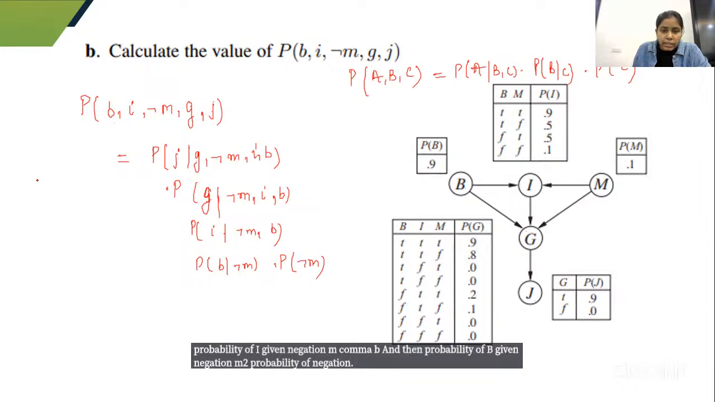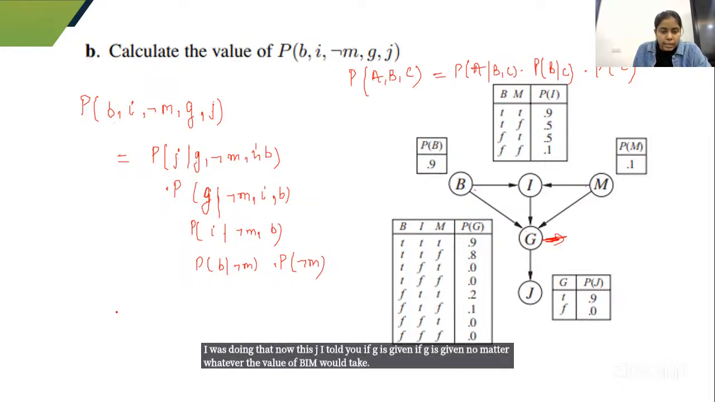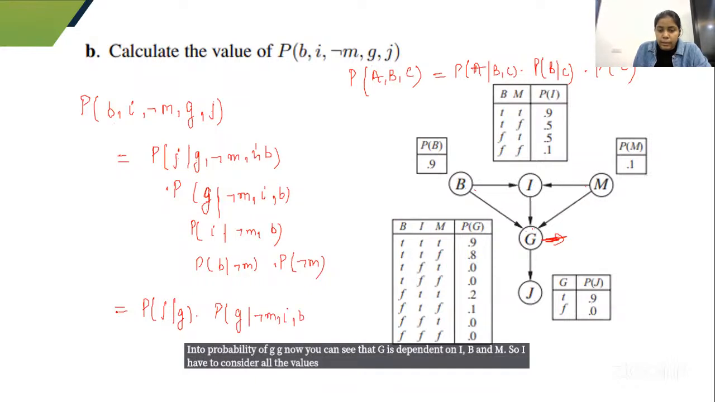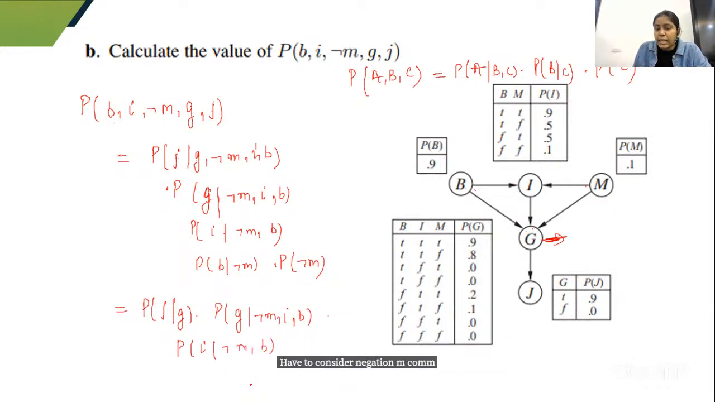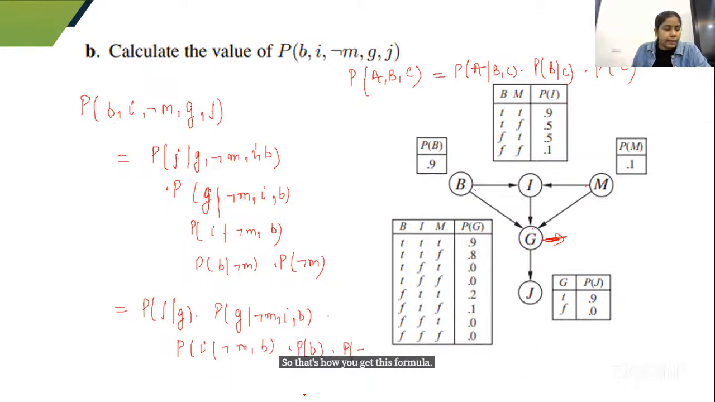I was doing that. Now this J, I told you, if G is given, no matter whatever the values of B, I, M take. So I can write this as probability of J given G into probability of G. Now you can see that G is dependent on I, B, and M, so I have to consider all the values: negation M, I, and B. And then I is dependent on negation M or B, so I have to consider negation M, comma, B. But here B is not dependent on M, so probability of B given negation M would always be equal to probability of B, and then probability of negation M. So that's how you get this formula, right? That's how we get this formula.